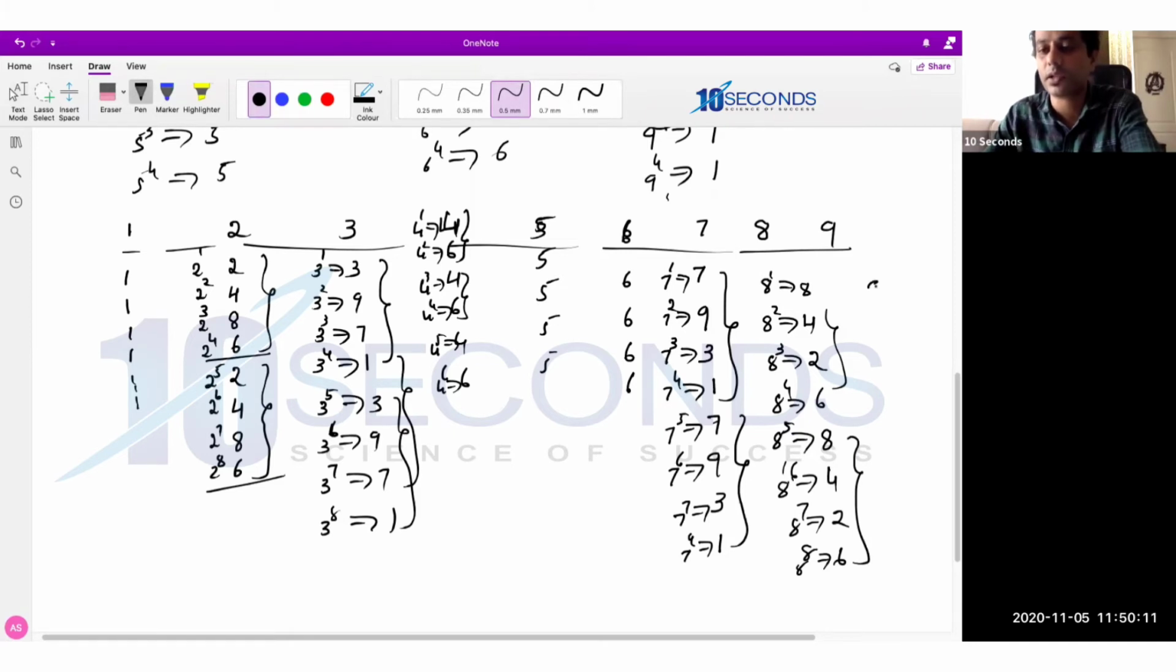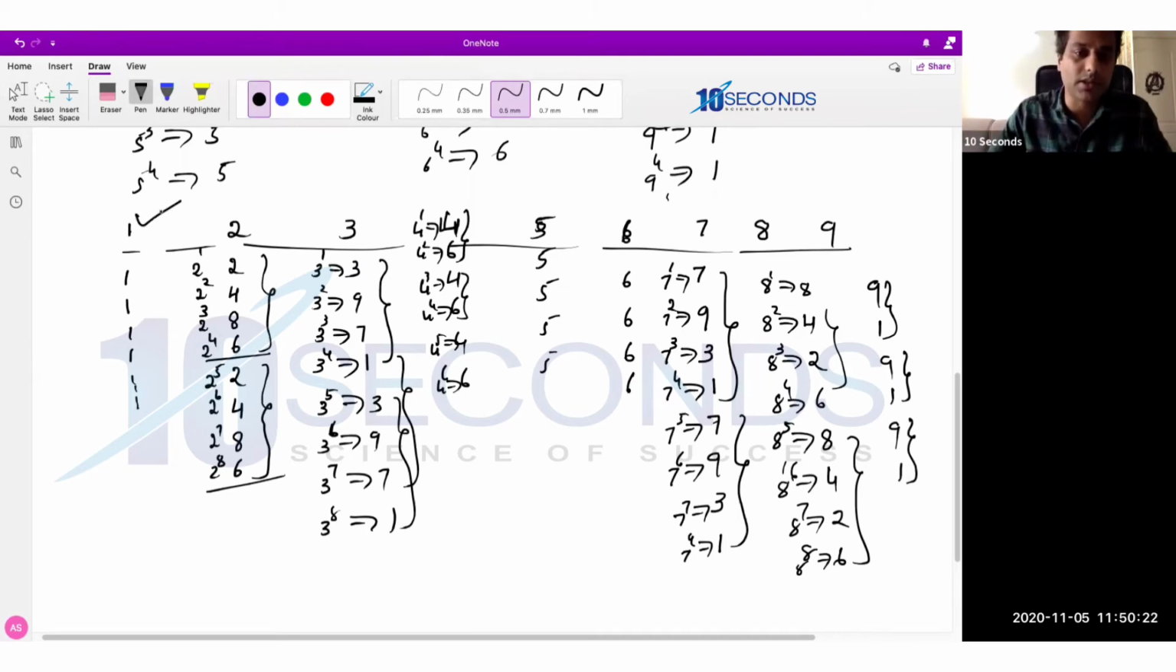9 we already discussed. 9, 1, 9, 1, 9, 1. Either 9 or answer is 1. Odd power 9, even power is 1. So 1 we already discussed is always 1. 4 we discussed, either 4 or 6 possible. 5 is always 5, 6 is always 6, 9, either 9 or 1.